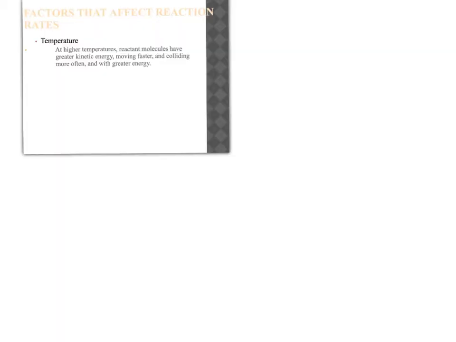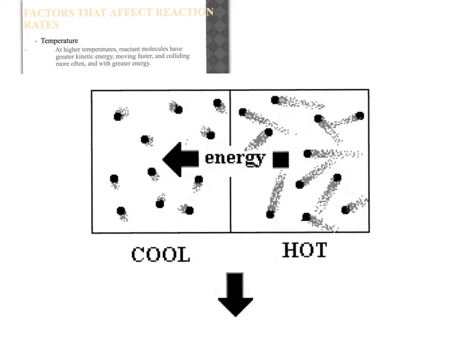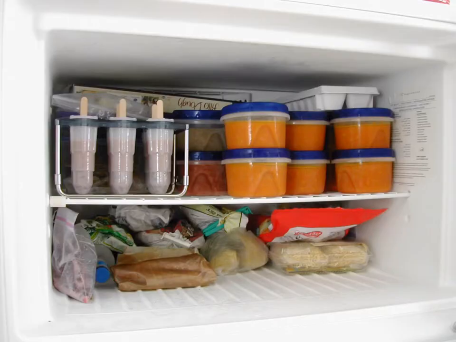The third factor that's going to affect chemical reaction rates is temperature. As temperature increases, it's because of an increase in kinetic energy. The faster the molecules move, the more they collide, and with more energy, leading to increased reaction rates. The reason that we store food in the refrigerator and freezer is to slow these molecules down, thereby slowing down the reactions that cause food to spoil.